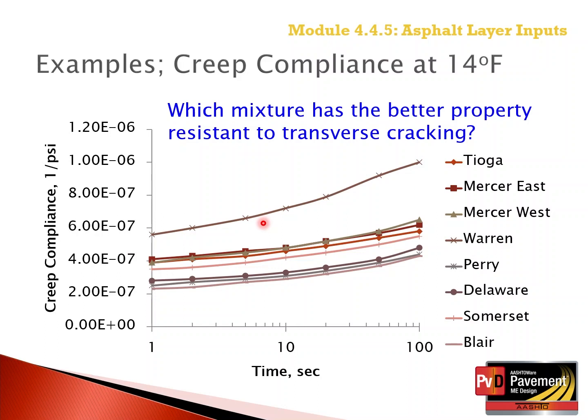The wearing surface mixture having the greatest length of transverse cracks predicted by the PMET software would be the mixture defined as the Blair mix. That's the less compliant one, with the lower creep compliance values, while the Warren mix has the highest creep compliance values and is more compliant. So it's more resistant to transverse cracks.